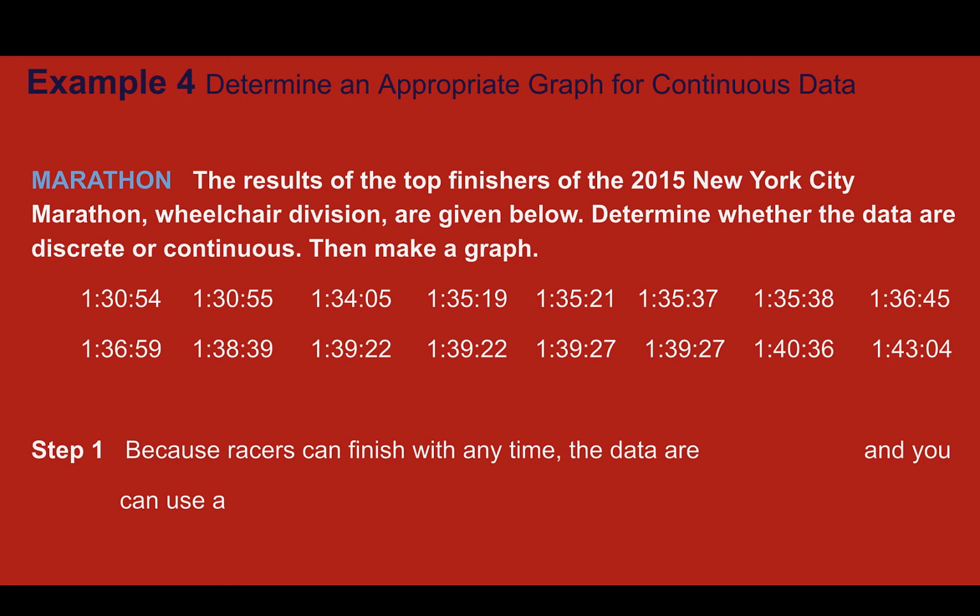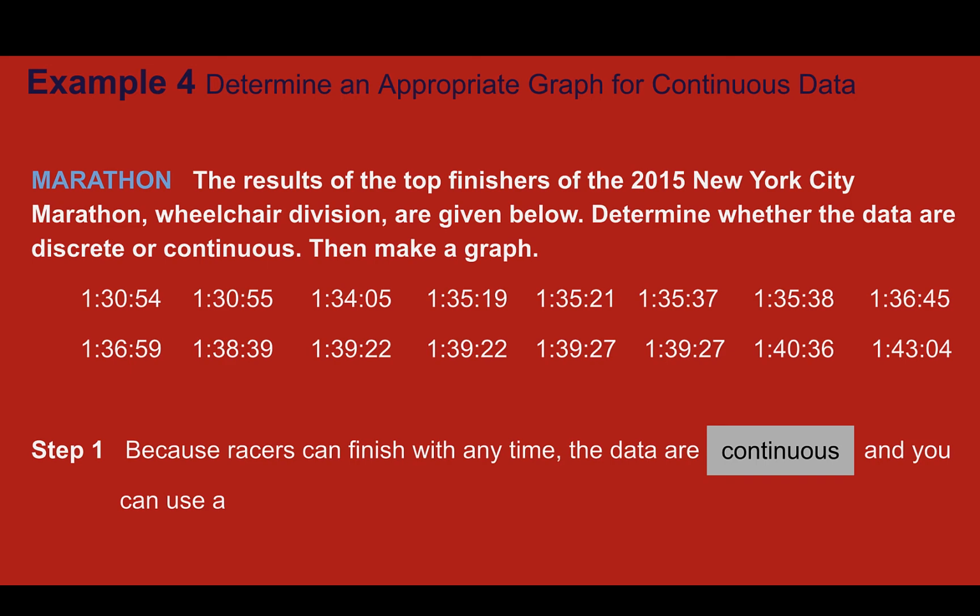So first we're determining discrete or continuous. Because the racers can finish with any time, not just the ones that are listed, if there was a really close race, right, one racer leans right at the end, we might have 1:30:54.2 compared to 1 hour 30 minutes 54 seconds 0.3. This data is continuous. Time continues on no matter where things fall.